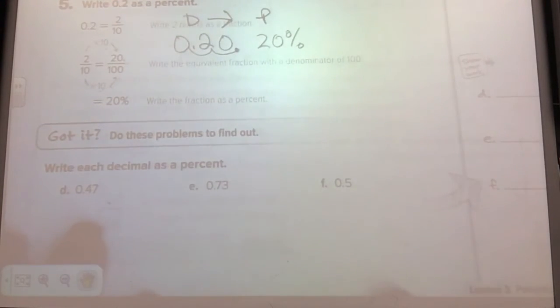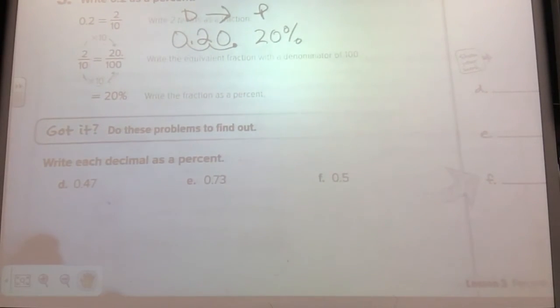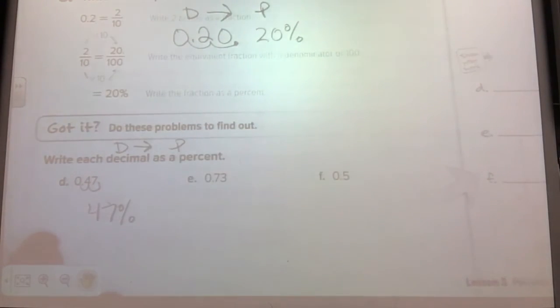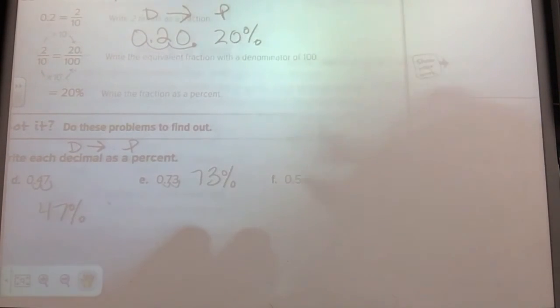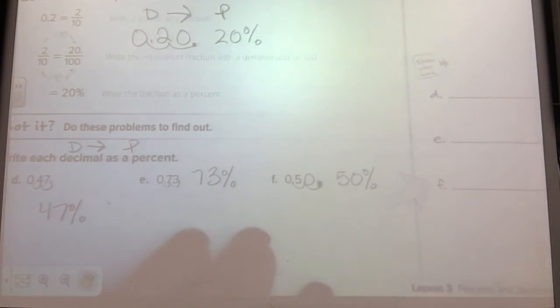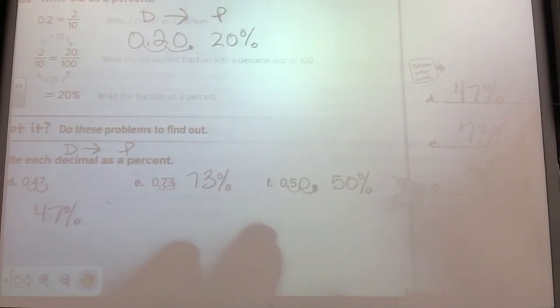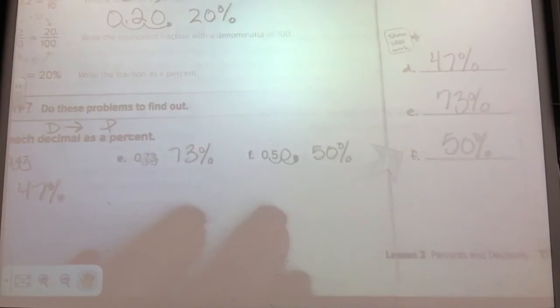Alright, try these got it problems. See if you can do it on your own. Please no cheating. Pause. I'm going to go over the answers in 5, 4, 3, 2, 1. Alright, we got a decimal. We want to go D to P. So we're going to the right, always 2 places. 1, 2, 47%. You got a decimal here, over 2. 1, 2, 73%. 0.5, still gotta go 2. 1, 2, nothing there, fill it in. 50%. So your answers, D is 47%, E is 73%, F is 50%. If you have any questions on how I got these answers, please stop now, grab an instructor, and let them know you are confused and or lost.